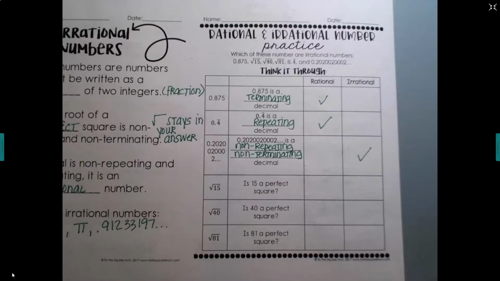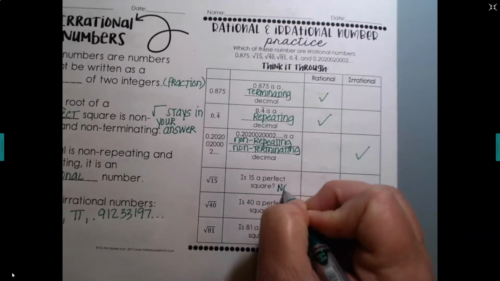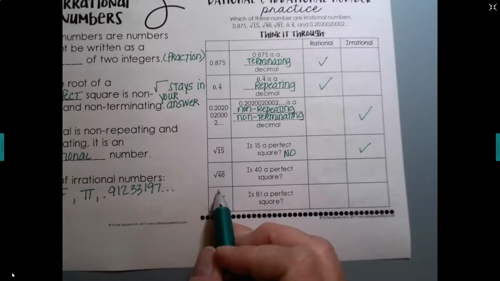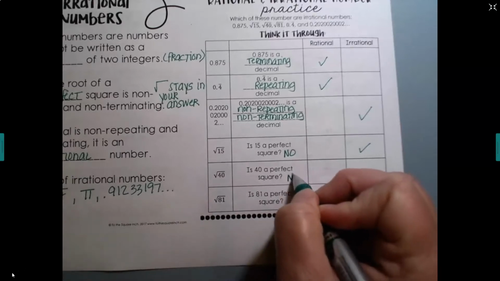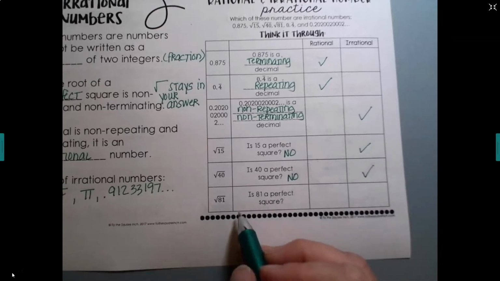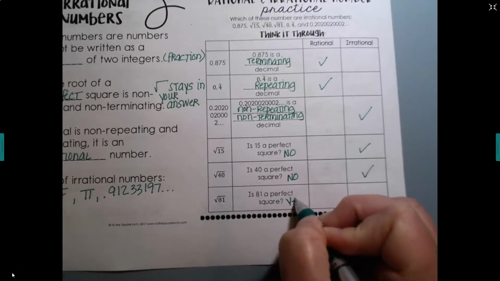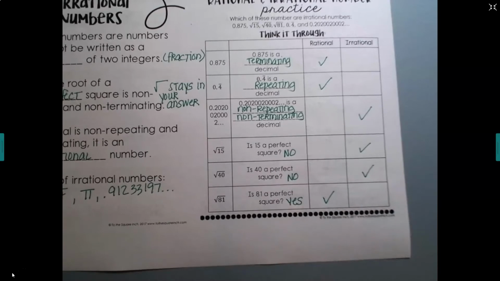The square root of 15. Is 15 a perfect square? It is not. And if it's not a perfect square, it's irrational. The square root of 40. Is 40 a perfect square? It is not. That makes this irrational. The square root of 81. Is 81 a perfect square? It is. That means when you simplify it, the answer is going to be rational. So hopefully you did really well with that, and we will be using this vocabulary as we simplify our radicals later.